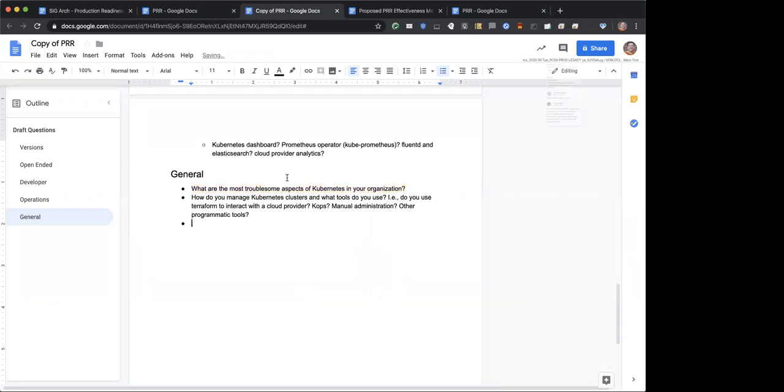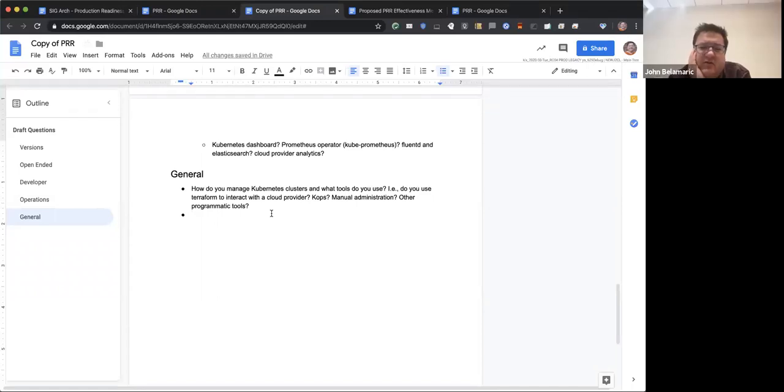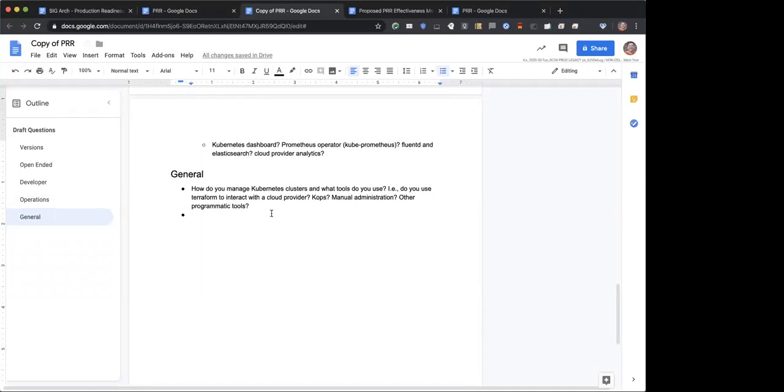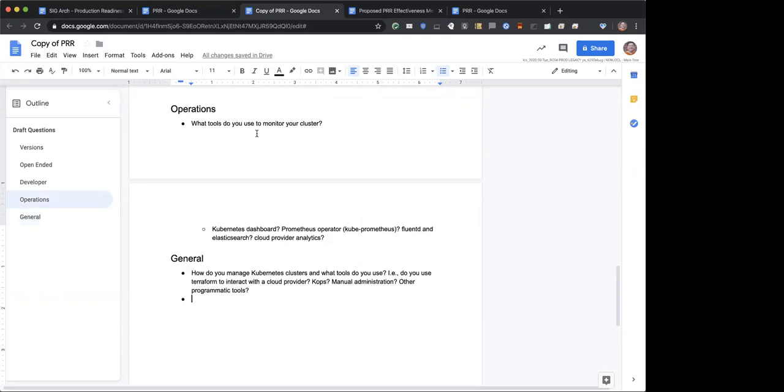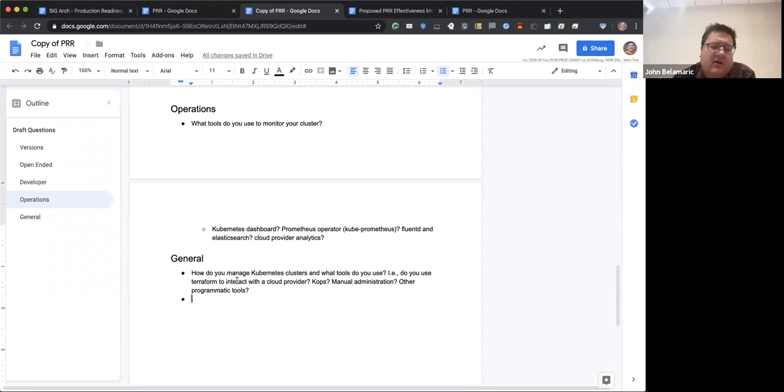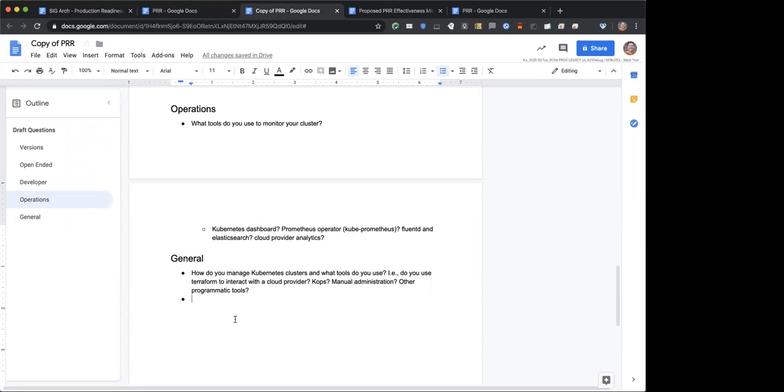How do you manage Kubernetes clusters? I think that actually overlaps with which kinds of Kubernetes do you use, so we already asked a question. Right. Okay, it kind of does that.